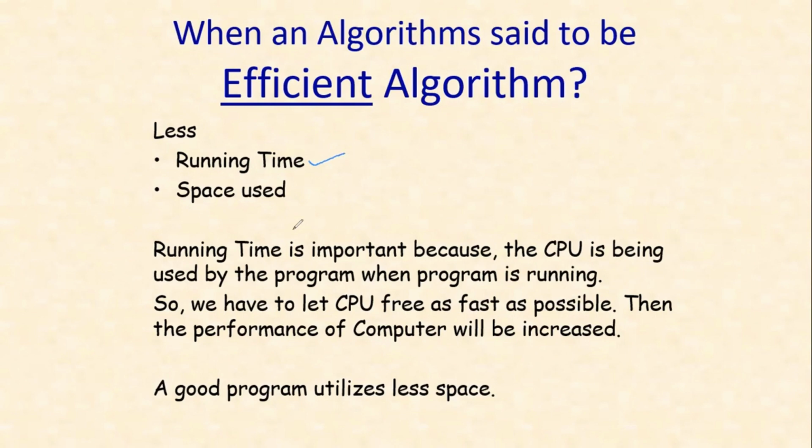So an algorithm which takes less execution time or running time is called an efficient algorithm. Similarly, an algorithm which uses very little space, or exactly a sufficient amount of space, is called an efficient algorithm. So utilizing less space is one parameter, and utilizing less of the CPU's time is another parameter to decide whether the algorithm is efficient or not.